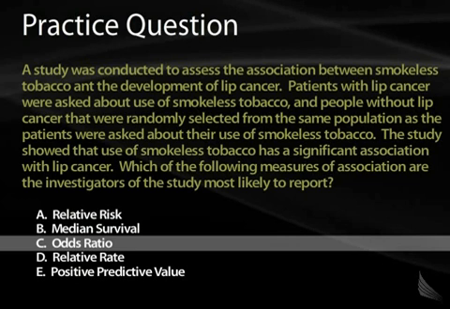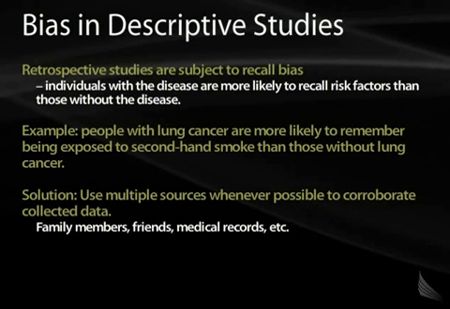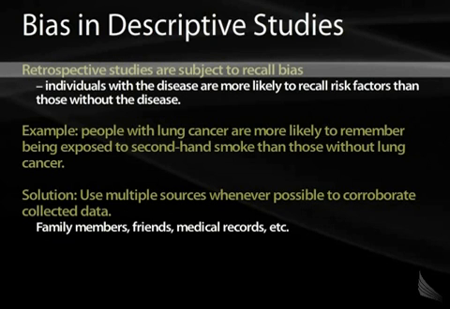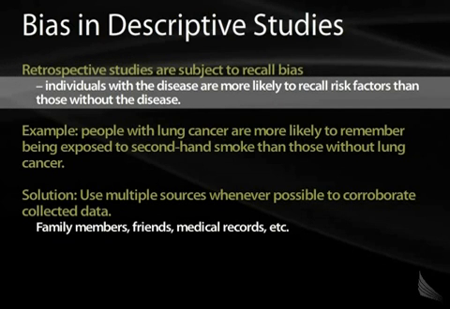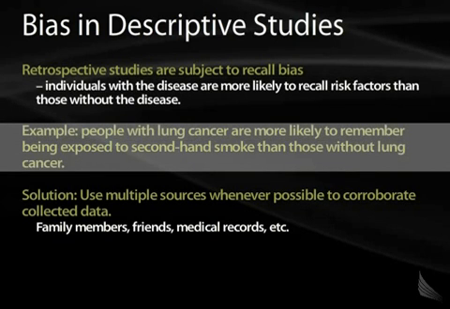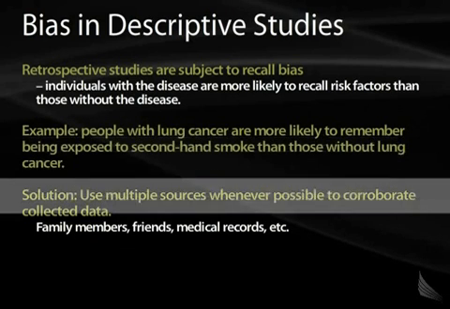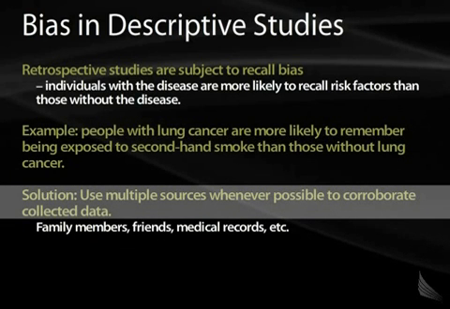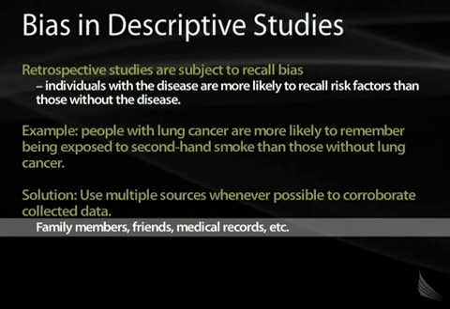One needs to be aware of the various sources of bias in the studies that we've described. Retrospective studies, such as case control studies, are much more subject to recall bias than prospective studies. This is because individuals with the disease are more likely to recall risk factors than those without the disease. For example, people with lung cancer are more likely to remember being exposed to secondhand smoke than those without lung cancer. One solution to this is to use multiple sources whenever possible to corroborate collected data. For example, going to family members, friends, medical records, etc.